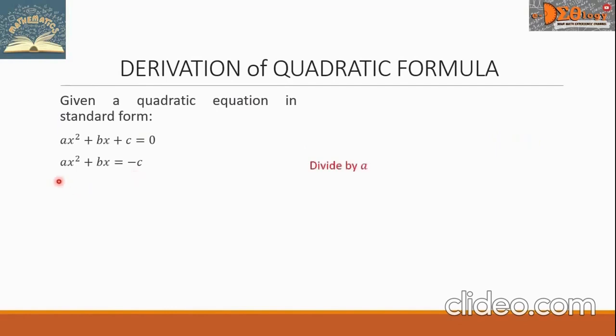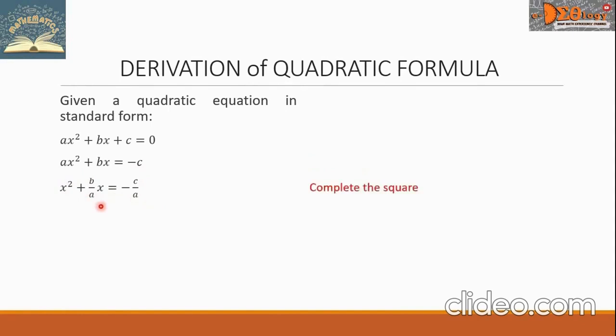Next, let us divide this equation by a, so that the coefficient of x squared here becomes 1. And if we divide it, the resulting equation is here. x squared plus b over a times x equals negative c over a.